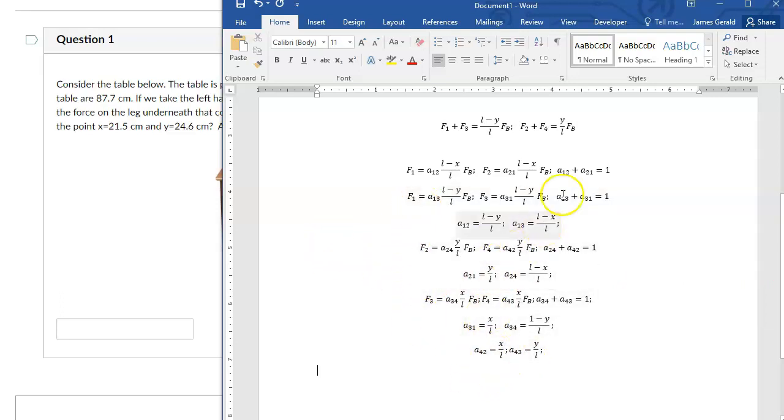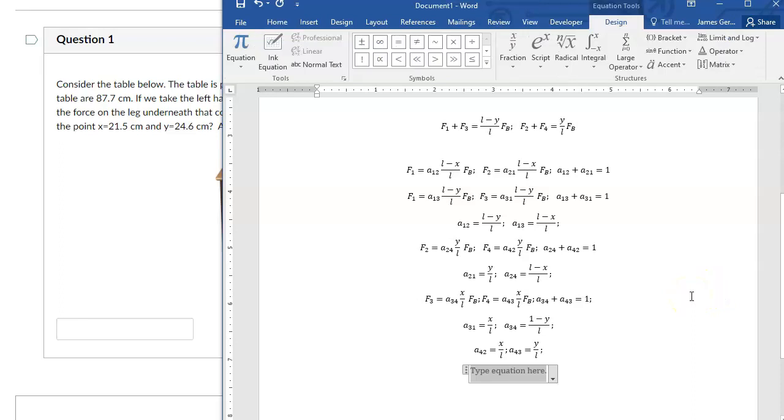Now we've kind of proposed a solution here. All right. And let's start checking some things. A24 and A42 have to add to 1. Well, A24 is L minus X over L, and A42 is X over L. And so L minus X plus X over L is L over L is 1. All right, and if you go through all of these, you're going to find out that these coefficients all add to 1. So let's start putting the final solution together.